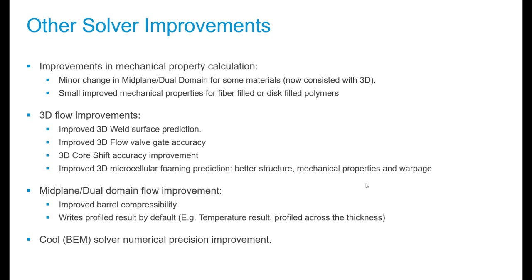We also made some really good improvements on the Cool BEM solver. That's the old Cool solver, where we now have, in some cases, a much better solution stability, particularly in areas where, let's say, you have a cooling channel close to a mold wall or part, where sometimes it could lead to divergence. We now have a much more stable solution, and that's already resolved a couple of support cases that we've gotten over the last couple of weeks.